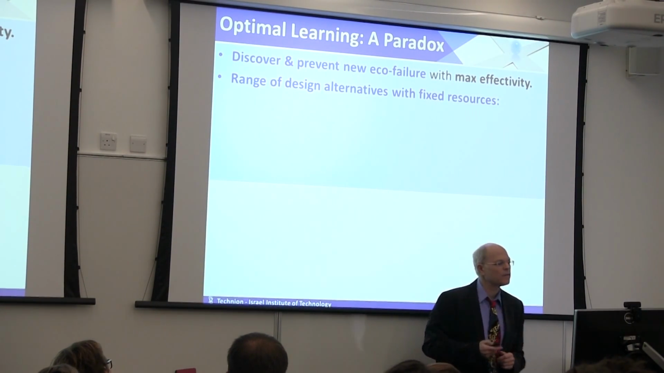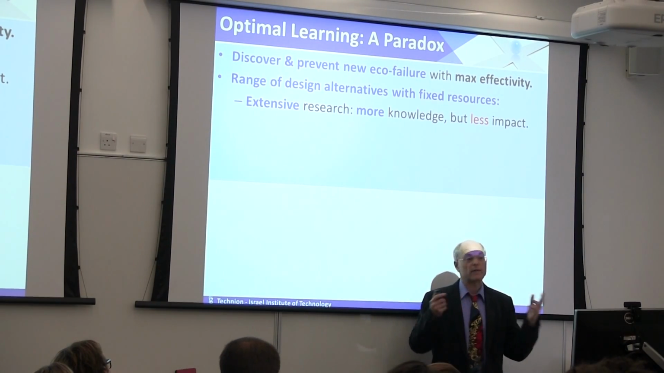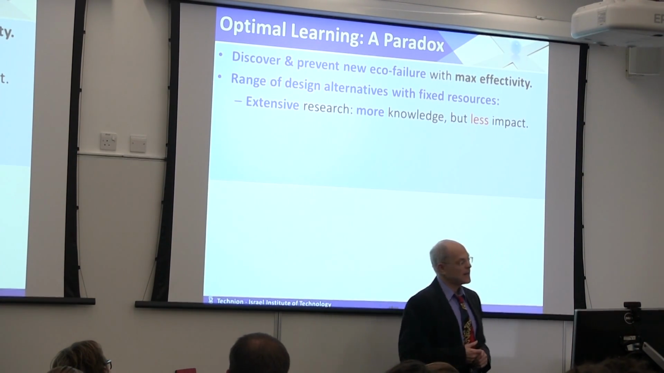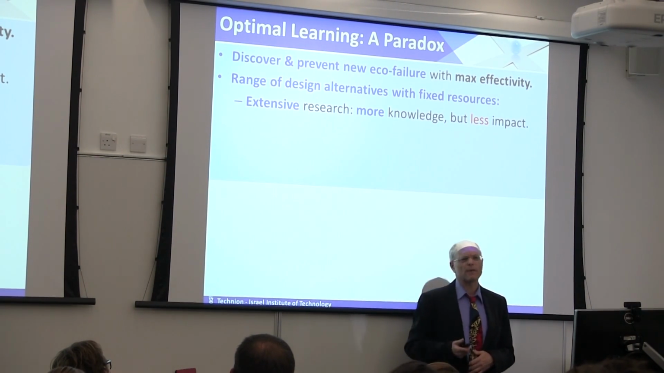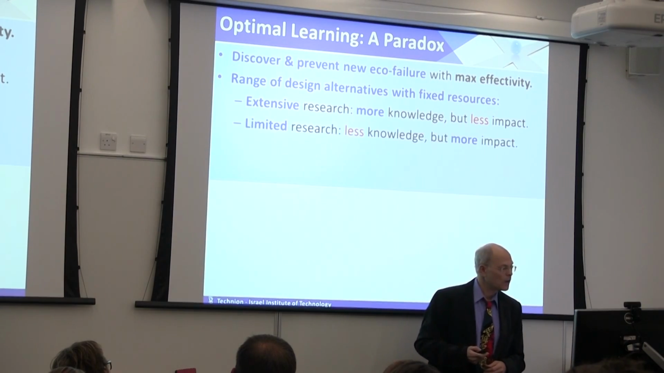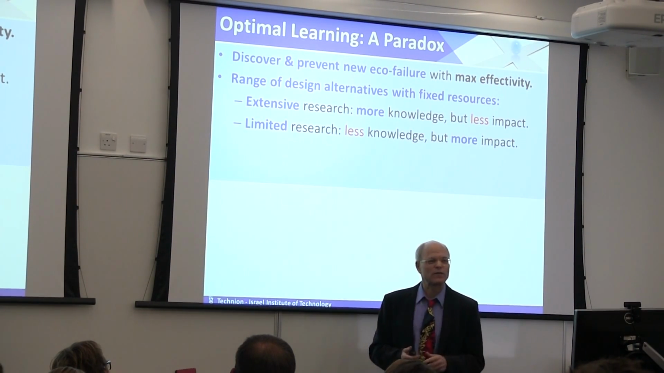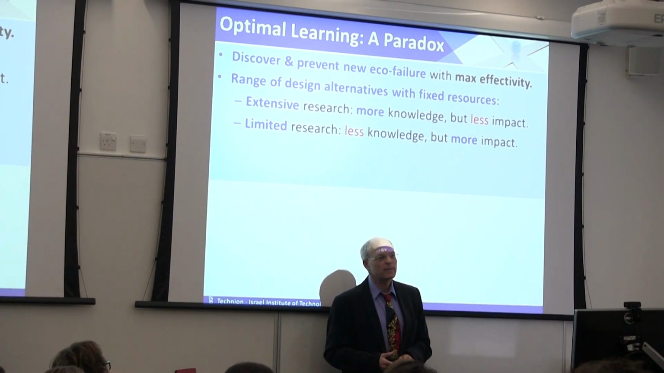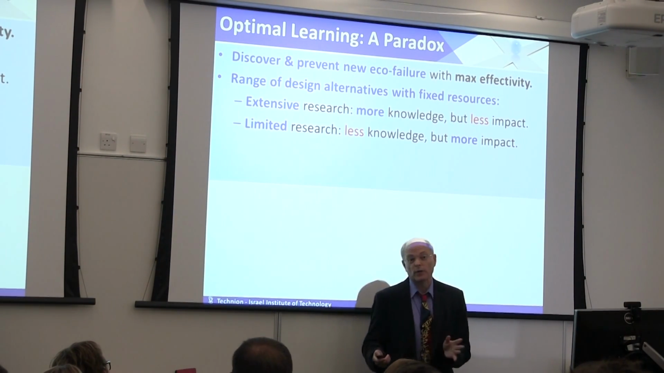And we have a range of alternatives. We could do extensive research. We're at Oxford University, that's what we do. But if we spend all our time learning, then we'll have less time and resource for having an impact. Or we could not do too much learning, and we could just start swinging the hammer. And we'll have a huge impact, but it may not be all that good because we haven't really learned very much yet.